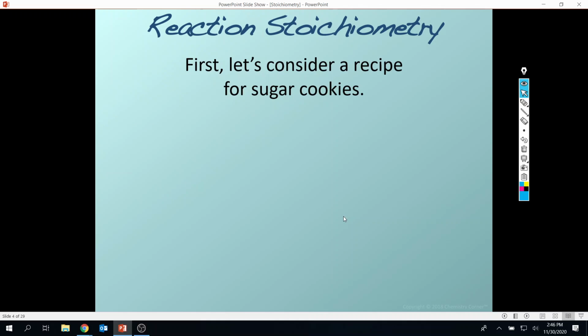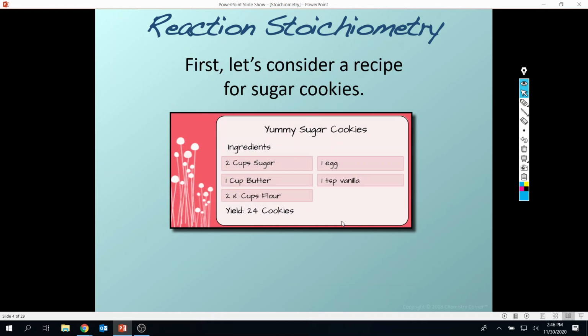Hey, so let's think about a sugar cookie recipe. This is not a real recipe, because you need more butter than that. You need a little more vanilla. You need more eggs. And you're sure not getting 24 cookies out of these ingredients. But let's consider 2 cups of sugar, 1 cup of butter, 2.5 cups of flour, 1 egg, 1 teaspoon of vanilla makes 24 cookies, in our hypothetical yummy sugar cookie recipe. Do not try this at home, Diego.